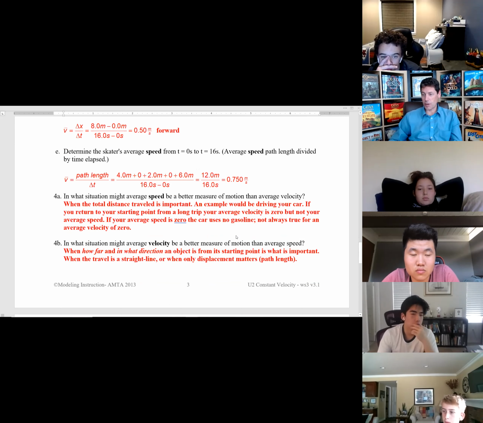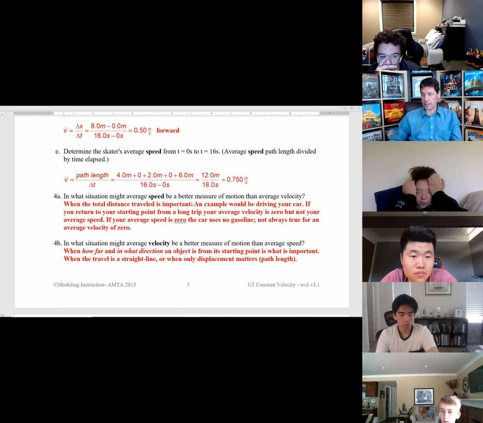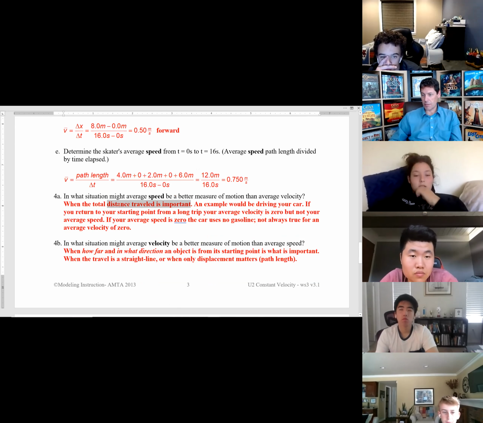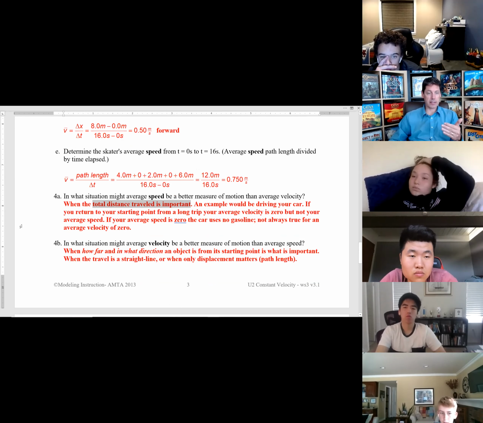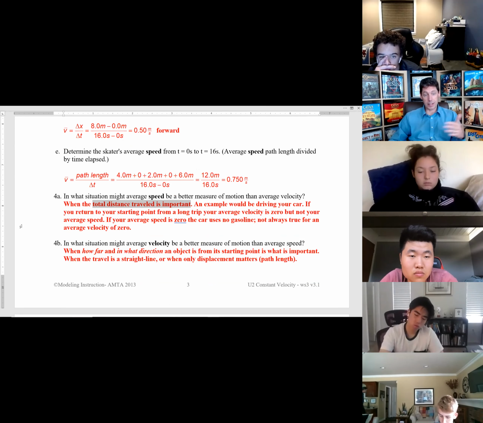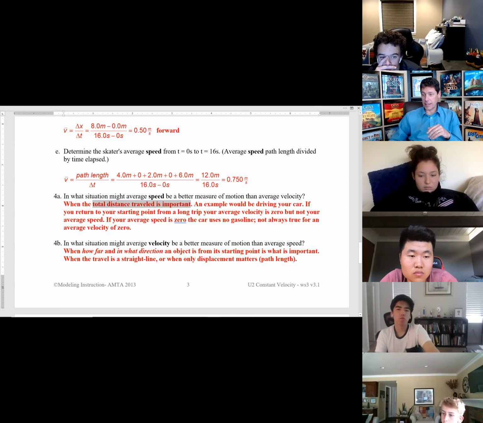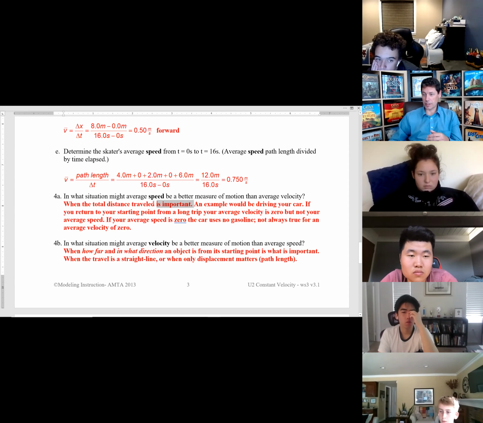For number 4, in what situation might average speed be a better measure of motion than average velocity? So really the key is in this first phrase, if the total distance traveled is important, or you might even phrase that if the path length is important. If you need to know what the length of the path was, then that's when speed might be more valuable. If the path length doesn't matter and the direction does matter, then we want to use velocity. So the key word for velocity is if the direction matters, then we want to use velocity. If the direction doesn't matter and the total distance is important, then we want to use speed.